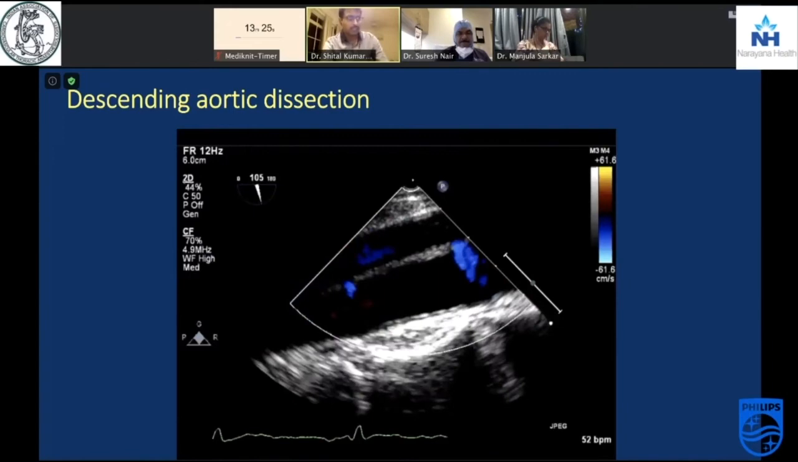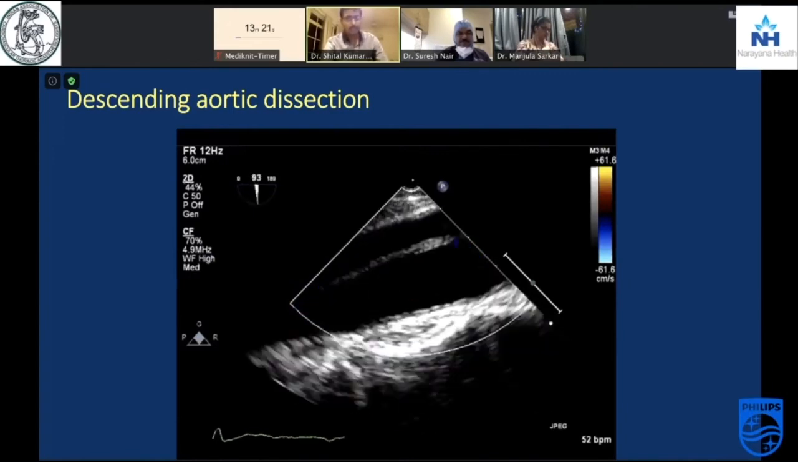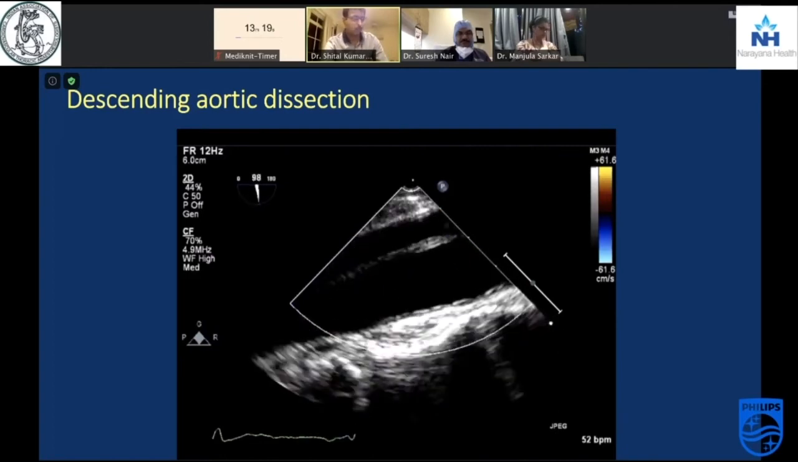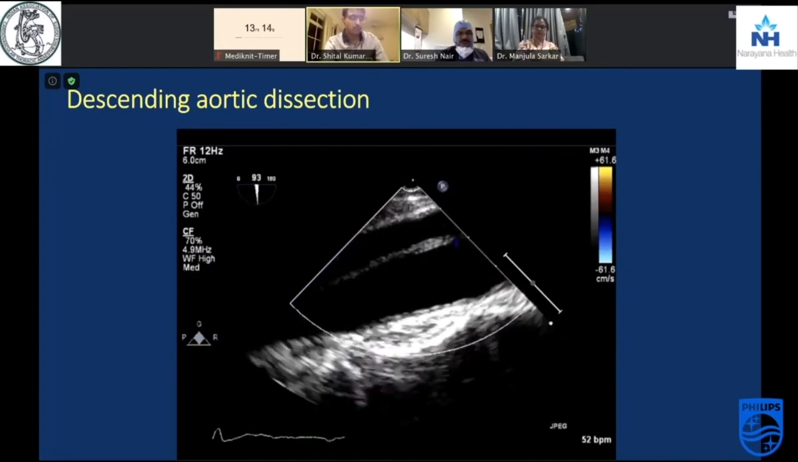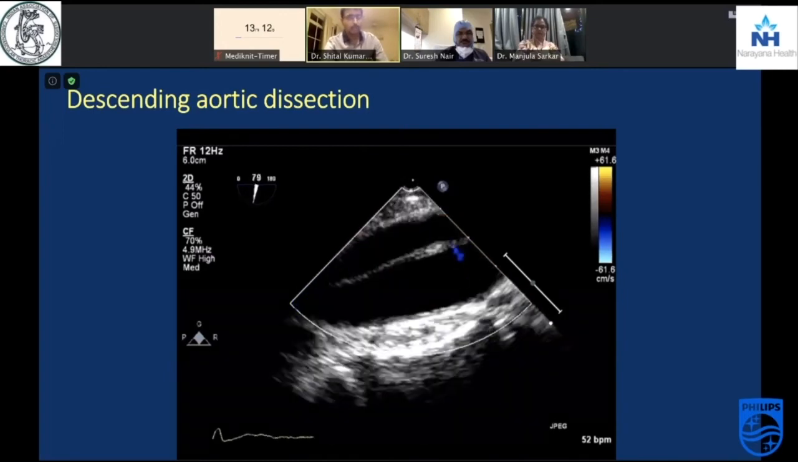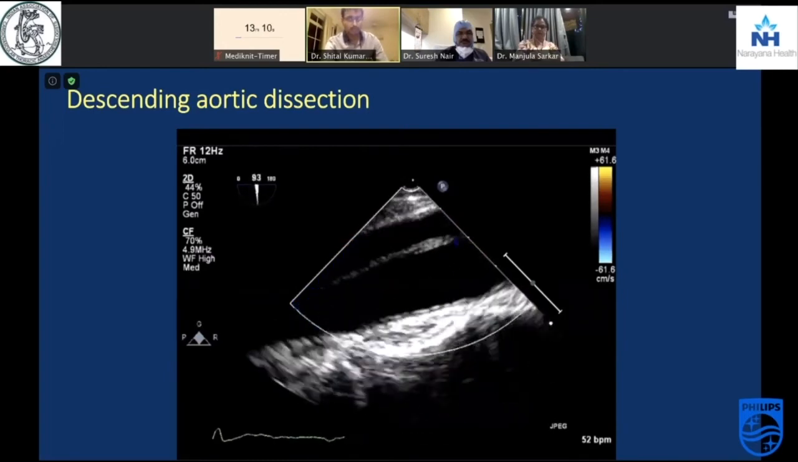Okay, this is the descending aorta in a long axis view, again seeing a flap, and you can make out the false lumen and true lumen. The reason I put up this video is that there is a communication seen very clearly between the true lumen and the false lumen.